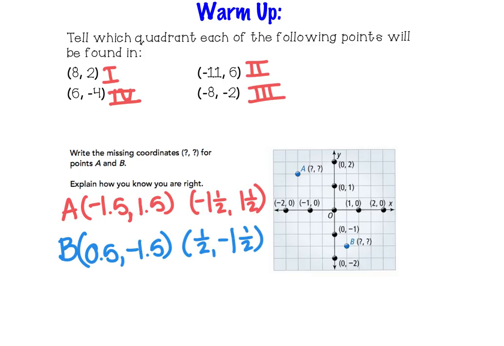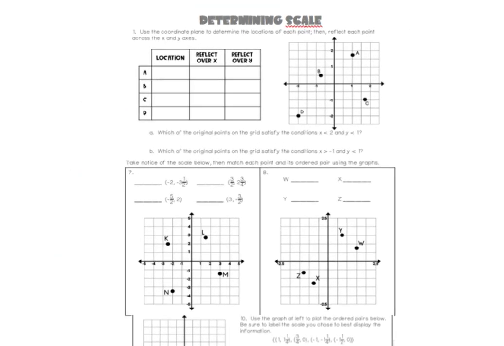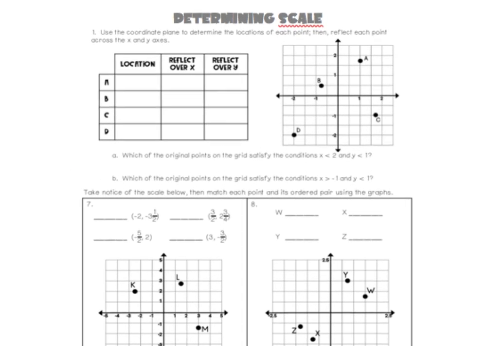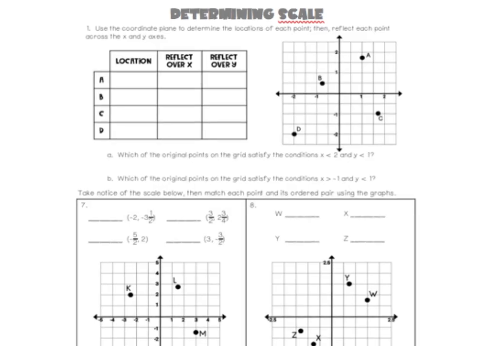Okay, yesterday at the end of class, we started to work on this determining scale worksheet. Go ahead and pull that back out. We're going to finish that up first. Take this out of your binder, please. I believe we started doing this in table groups yesterday. Is that correct? Okay, so I'm going to give you like 8 to 10 minutes to try to wrap up just this side of the worksheet with your table groups.